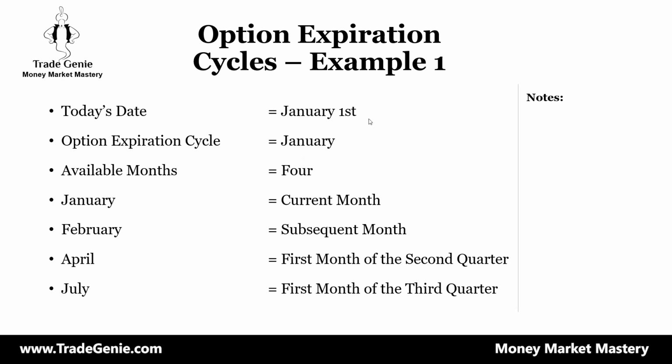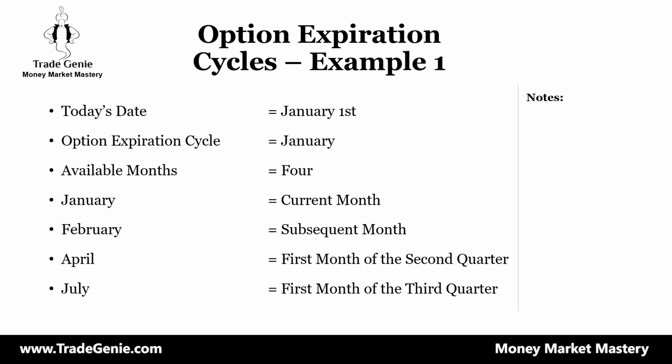Today's date is January 1st. Option expiration cycle is January. So it so happened this stock is assigned to the January cycle. The next question is, okay, 4 months are available. So which 4 months will we see immediately? If January is the current month, let's say we are on January 1st, then January becomes the current month, so you will see January expiry.